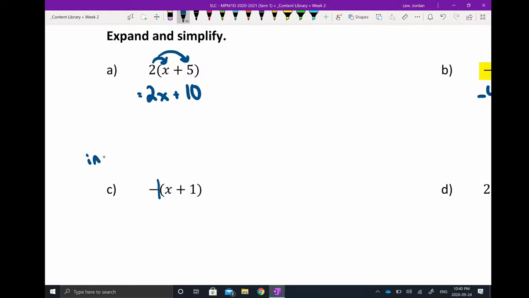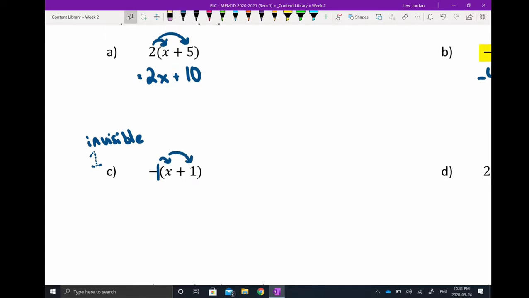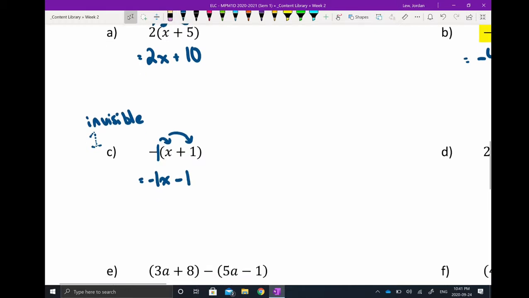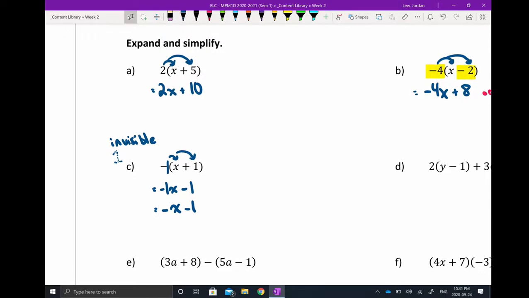So we have to assume that there's an invisible 1. There's an invisible 1 in front here, so it's actually negative 1 that I have to multiply through. So I have to multiply negative 1 by x and negative 1 by positive 1. Here I get negative 1x, and negative 1 times positive 1 is negative 1. I can simplify, and I can just put negative x minus 1 if I want as well. I don't need to show the 1, because again, I'm assuming that it's the invisible 1.